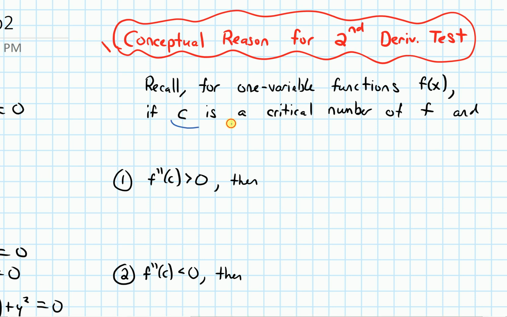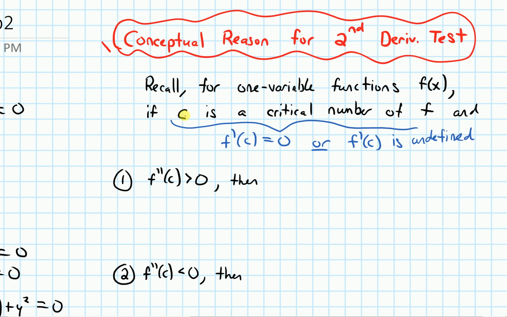Remember, a critical number of f is a value such that the derivative at c equals 0, or the derivative at c is undefined. So if c is a critical number of f, and the second derivative of f at c is greater than 0, then f has a... Before I say what it has, I'm going to motivate this with a picture.